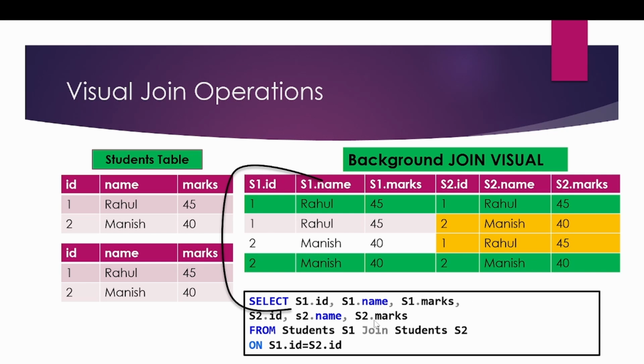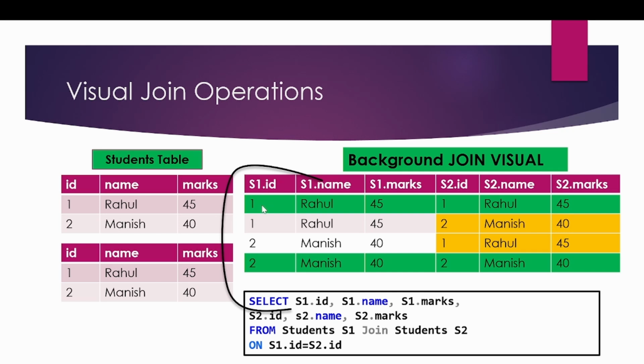So S1 is the left table, S2 is the right table. These you can think of as your column names. So S1.id, S1.name, S1.marks. Similarly, for the right table, you can think of S2.id, S2.name, S2.marks. Now this is your final table. But here you'll be joining on S1.id equal to S2.id. So here we are saying join only on the matching IDs.